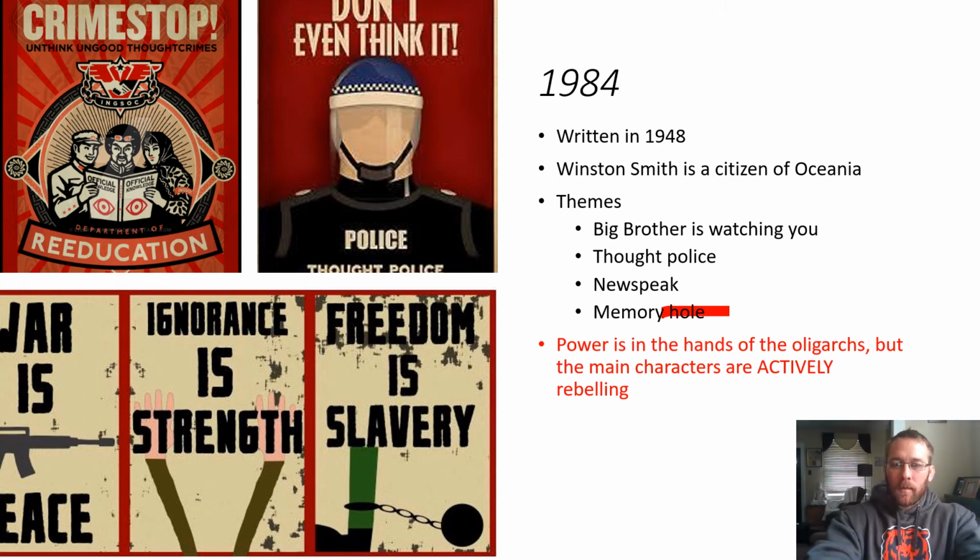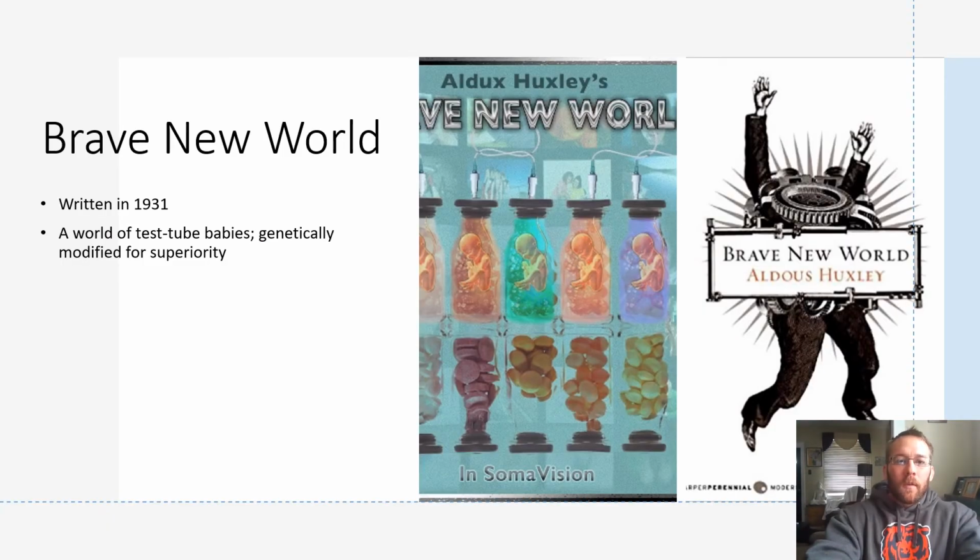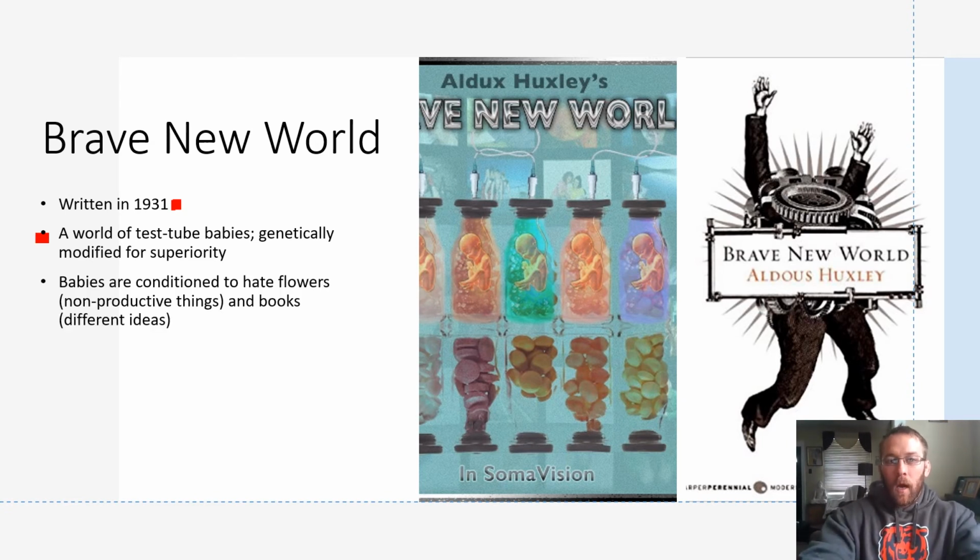This is not what Huxley. So Huxley writes this book called Brave New World, which is a similar theme, right? Tyrannical government, right? It's written in 1931, so before 1984. But he writes this world of like test tube babies who are genetically modified for superiority. Babies are conditioned to hate flowers, right, and other non-productive things, so including books, right? So different ideas. So there's this awful scene where like babies are crawling around on this floor, and if they go towards like a flower or a book, they get a little zap on them, right?